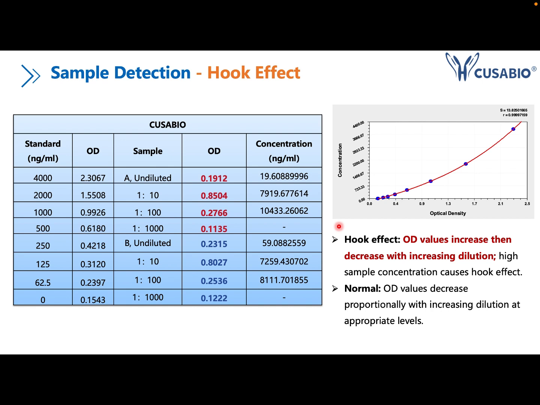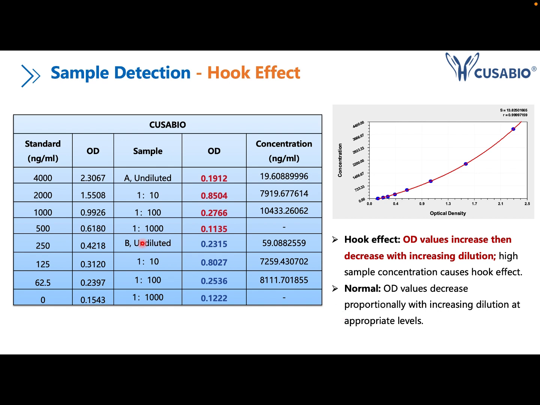For the sample detection, the last thing I will talk about is the hook effect. The hook effect is very common in ELISA testing. So what is the hook effect? As you see here, we have the sample with increasing dilution factor, right? But you see the OD values increase, then decrease. Even though the dilution factor is increasing, the OD value increases and then decreases. The cause here is that the sample concentration is so high that it caused the hook effect.